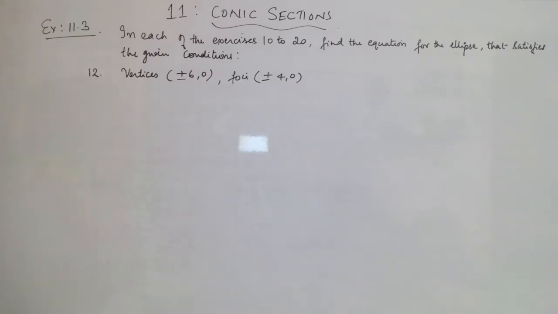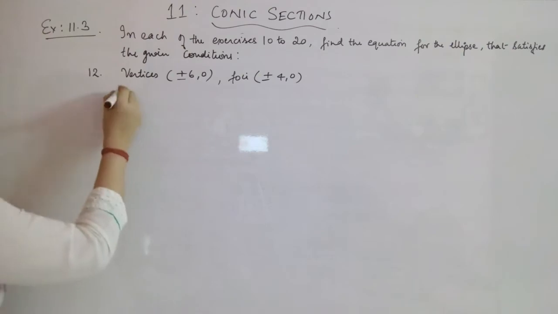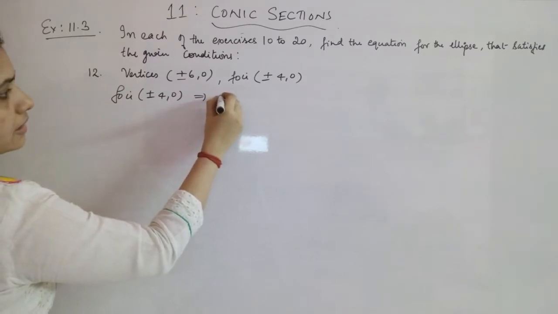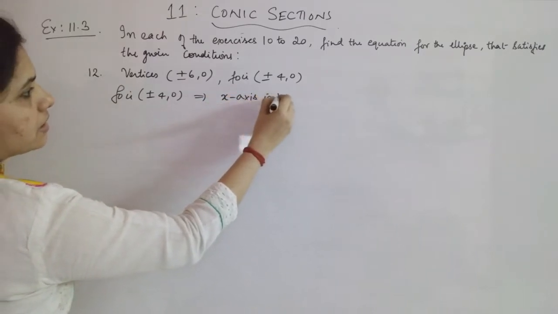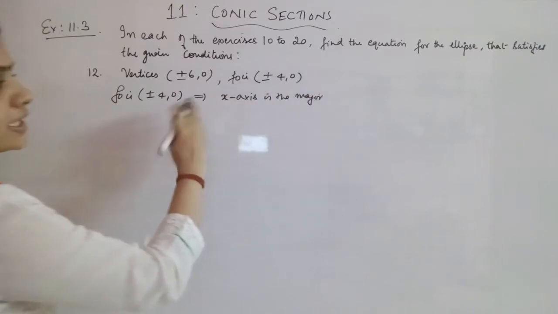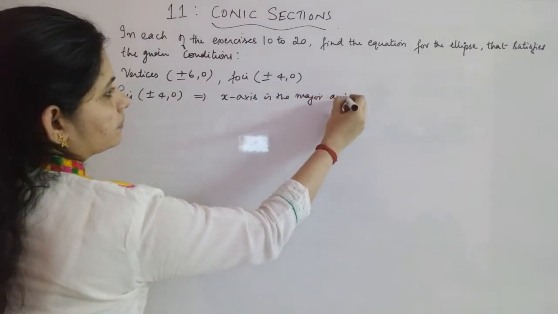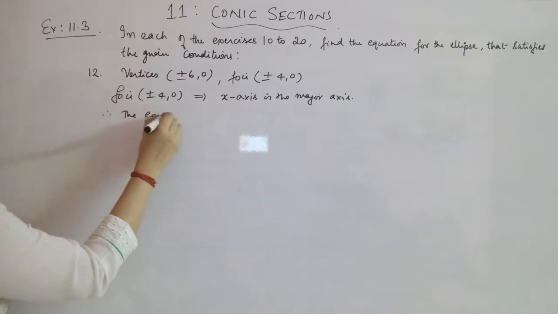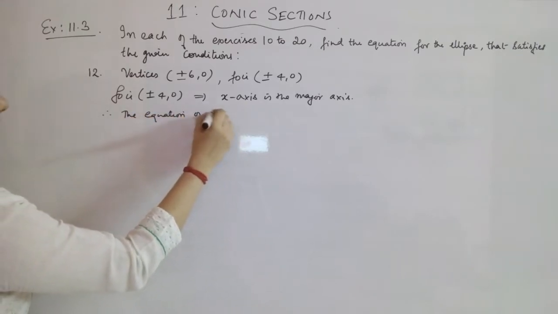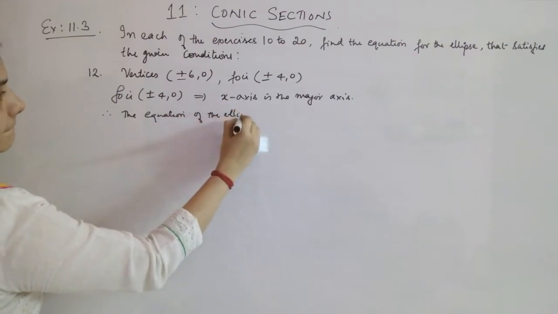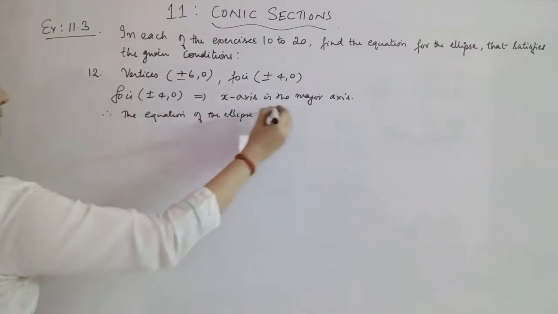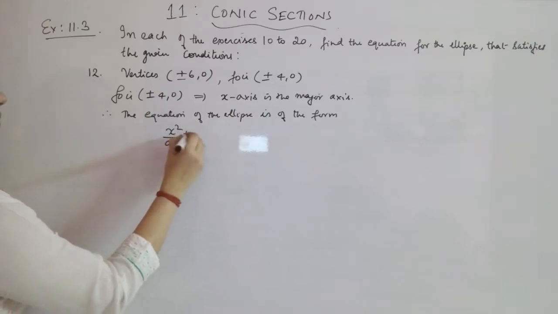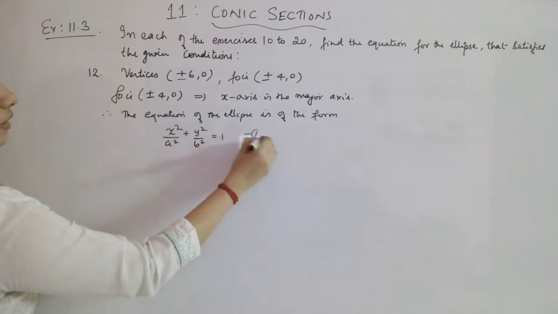So the form should be x square by a square plus y square by b square equal to 1. Okay, foci is plus or minus 4, 0, which implies that the x axis is the major axis, or the foci is lying on the x axis. Therefore the equation of the ellipse should be of the form x square by a square plus y square by b square equal to 1.